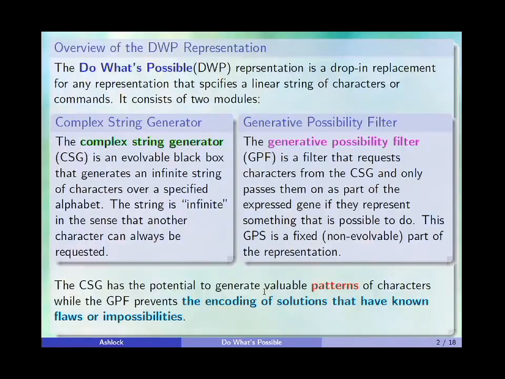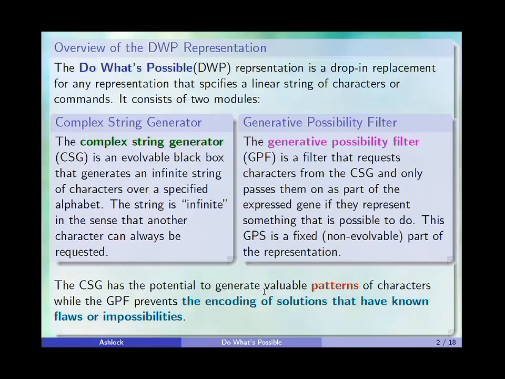So, the do what's possible representation is a drop-in replacement for any representation that specifies a linear string of characters or commands. There are 2 parts. The first is the complex string generator, and it generates an infinite string in the sense that you can always ask it for another character, and it just keeps churning out strings. Then there's the generative possibility filter. The infinite string generator is spraying out a series of commands, and only some of them make sense, so the generative possibility filter stands in its way and throws away the ones that don't make sense.